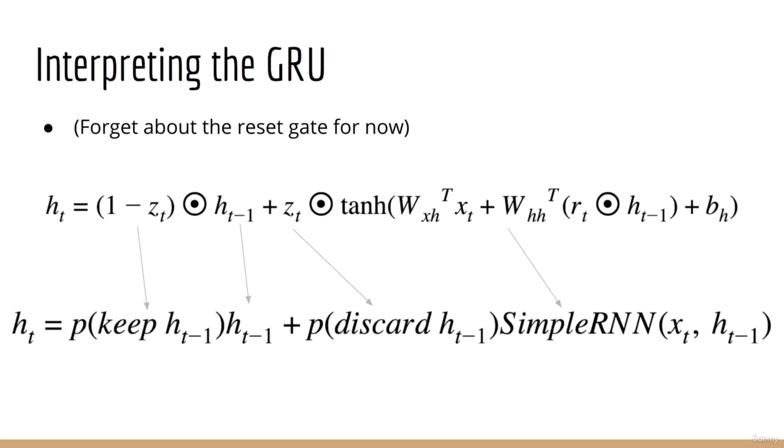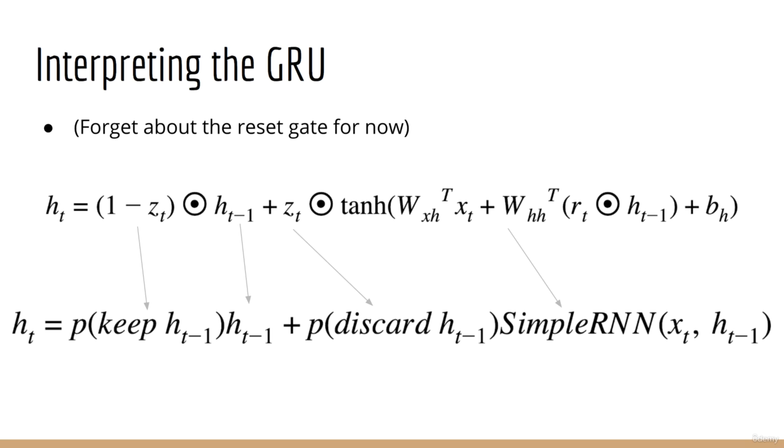So if we ignore the reset gate for now, here's how we can interpret the GRU. First, remember that h of t is essentially the weighted sum of two things, h of t minus 1 and the output of a simple RNN. Z of t, the update gate vector, is like an output probability telling us the probability that we should keep the output of the simple RNN. In other words, keep h of t minus 1 with probability 1 minus z of t, and keep the simple RNN output with probability z of t. The final h of t is then just a mixture of these two, allowing us to keep the most important parts of h of t minus 1 and discard the rest.